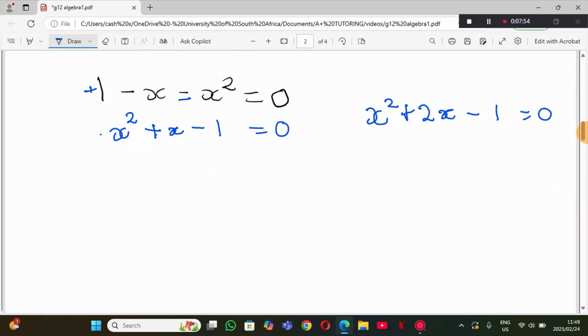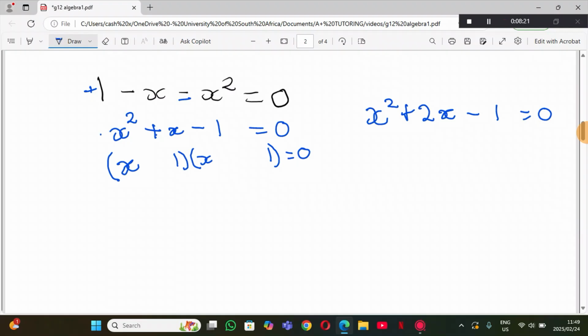Remember how we factorize is we find the factors of the first number, because when we open our two brackets, we need to have factors of the first number, which is our x squared. So it's going to be x and x. And then factors of the last number. Let's start with the factors of 1. Factors of 1, it's 1 and 1, right? So we have 1 and 1.